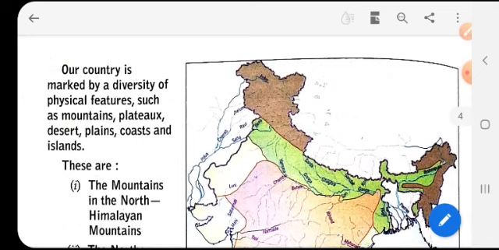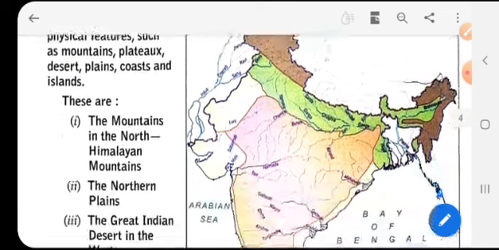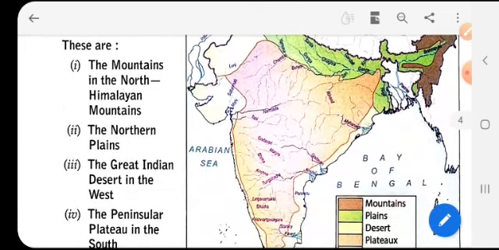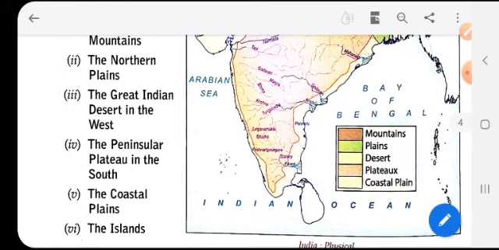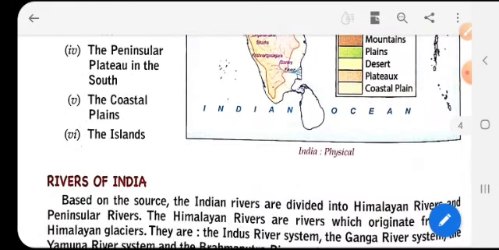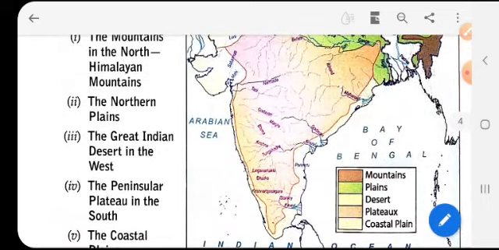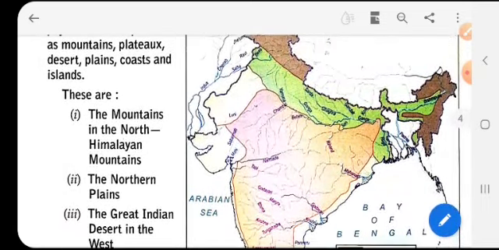So, our country has a variable diversity. It has diversified physical features like the mountains, plateau, desert, plains, coast, and islands. First, the mountains in the north, that is the Himalayan mountains, the northern plains, the great Indian desert in the west, the peninsular plateau in the south, the coastal plains, and the islands. So, these are the physical features of the landforms of our country, which you can see in this picture of our country.